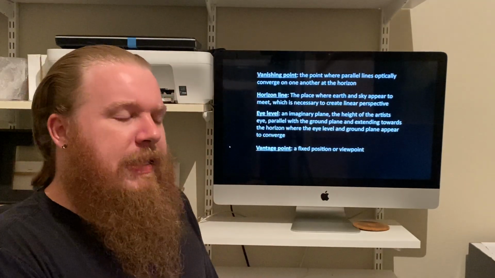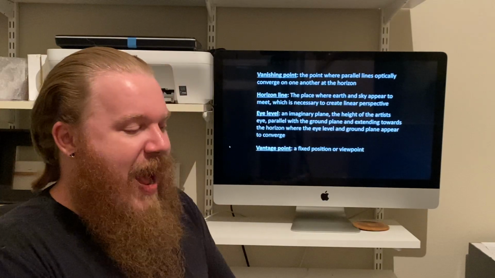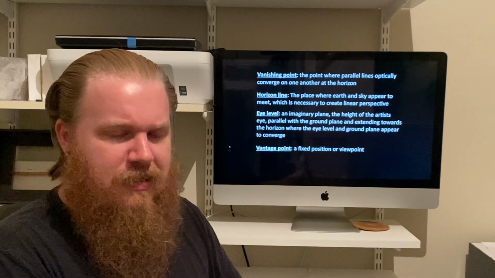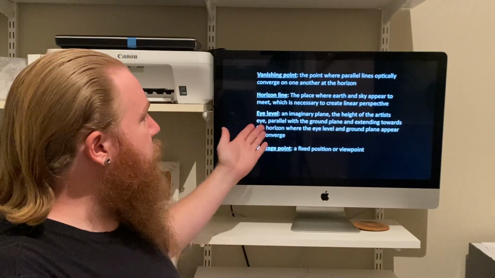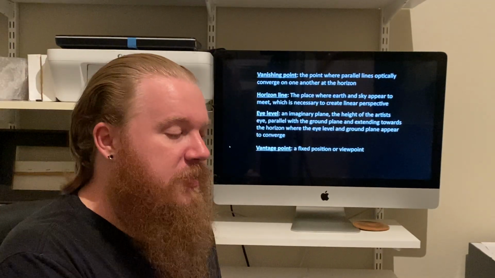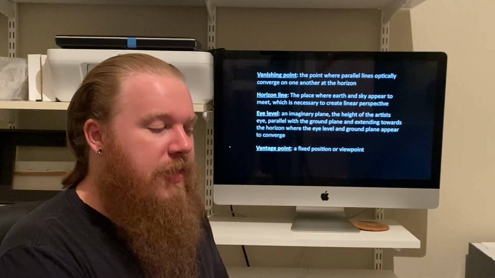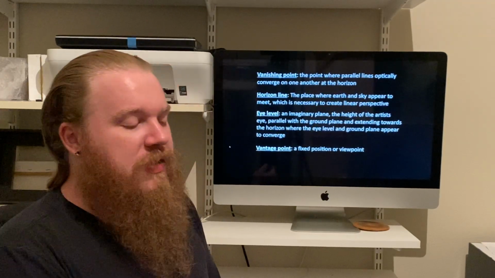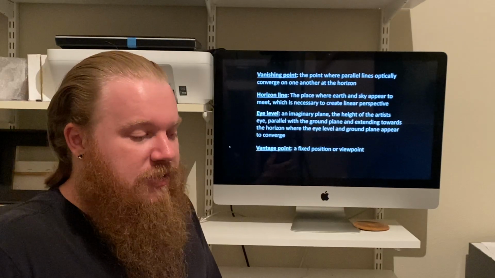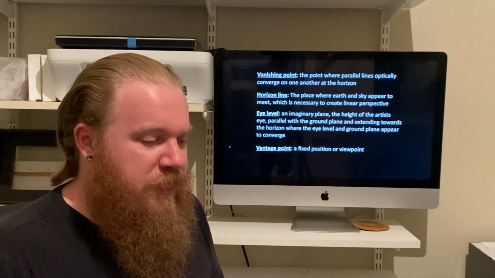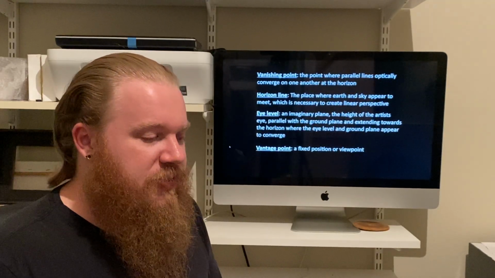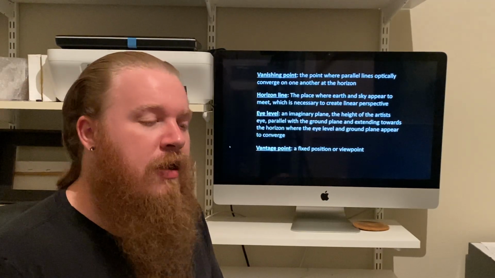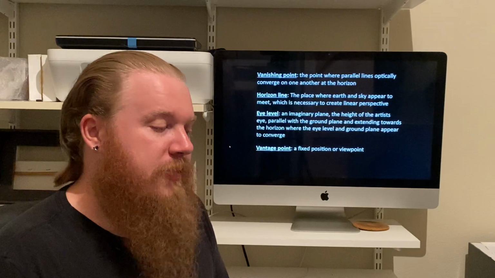But in order to make linear perspective work, we have to utilize a couple other elements. So these would be things like our vanishing point, which is the point where parallel lines optically converge on one another at the horizon. And this is opposed to, say, the horizon line, which is the place where Earth and sky appear to meet, which is necessary to create linear perspective. So without a horizon line, we can't make linear perspective.